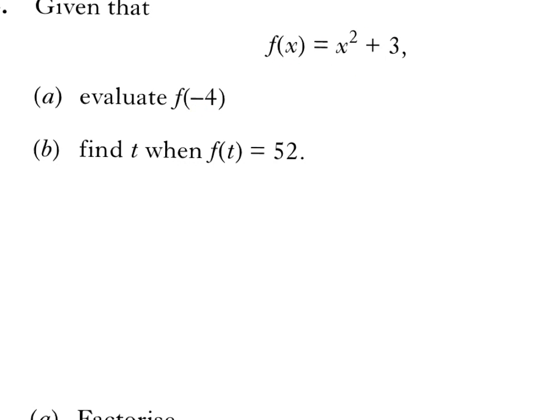The question says find f of minus 4. So where I see x, I replace it with minus 4. So f of x, whatever's in the bracket, I write it down, I square it, and I add on 3. So minus 4's in the bracket, I write it down, I square it, and I add on 3. Minus 4 squared, minus 4 times minus 4 is plus 16. I'm still going to add on 3, and that gives me 19, and that's part A.